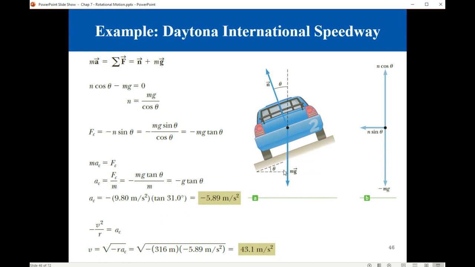Substitute, we are told in the problem that the banking angle is 31 degrees. So substitute for theta 31 degrees, for g 9.8, evaluate. It is 5.89 meters per second squared, and the minus sign is just to tell us it is centripetal. It is toward the center.